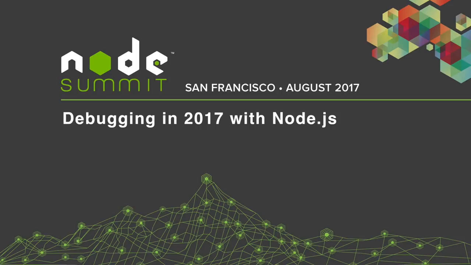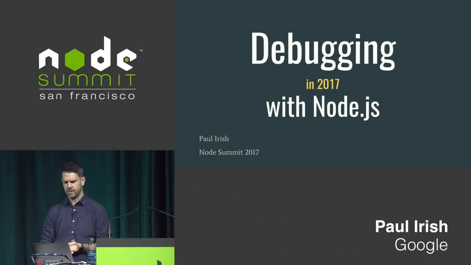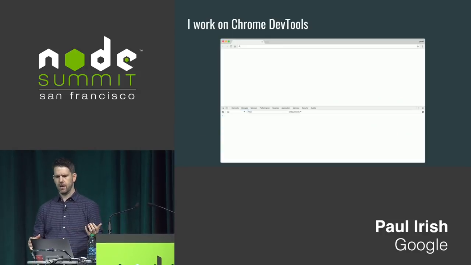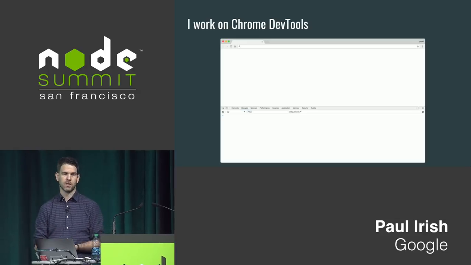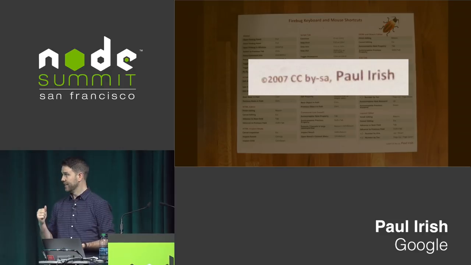We're going to take a little look at debugging and just the state of debugging with Node.js. To give you a little bit of context, I work on Google Chrome. I work on the Chrome DevTools. But I've been invested in DevTools and just generally tooling for a long time. I found this recently.